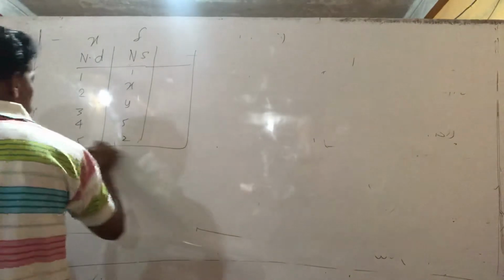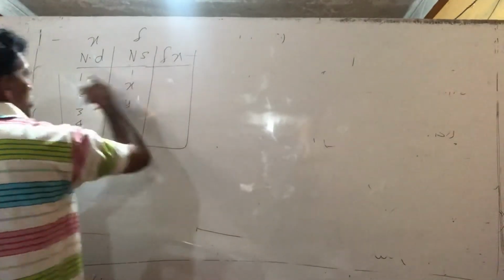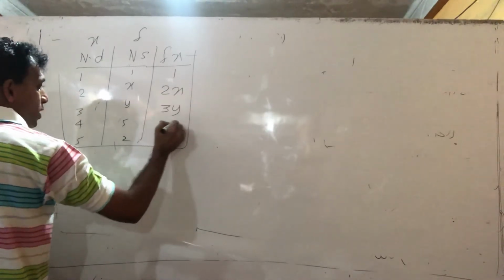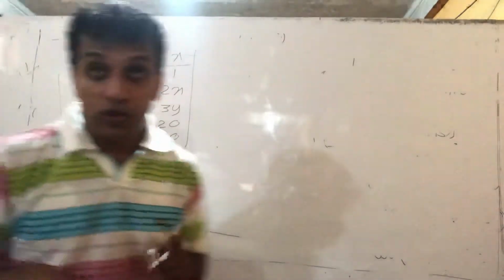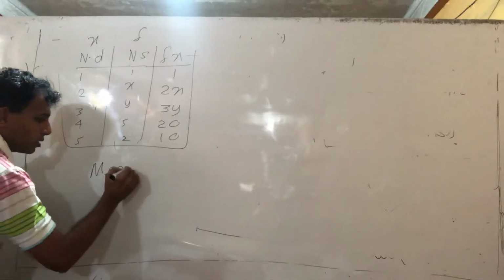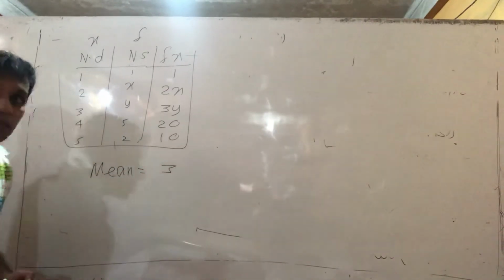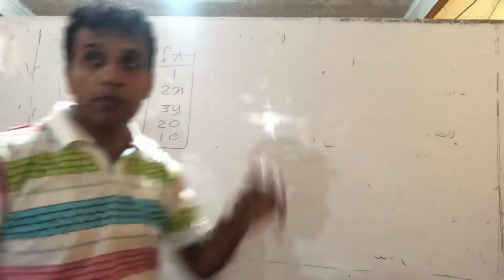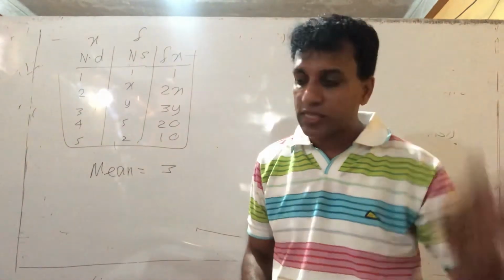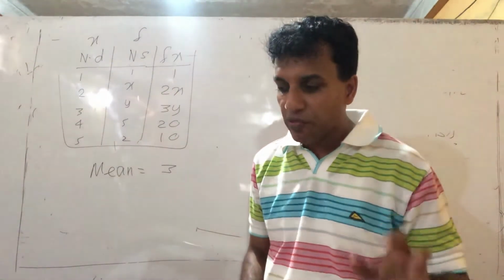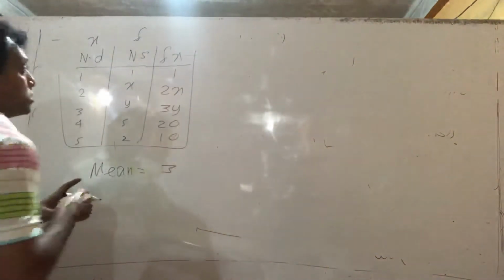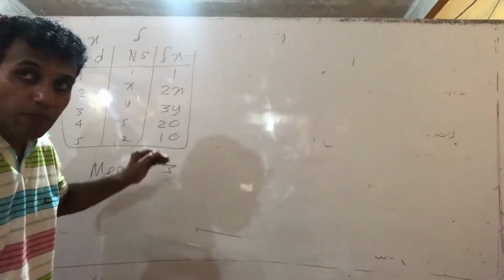We want fx, so make an fx column here: 1 times 1, 2 times x is 2x, 3 times y, 5 times 4 is 20, and 10 like that. Therefore they said the mean equals 3. So how do we find the mean value? Sigma fx divided by sigma f, the total of the frequencies.